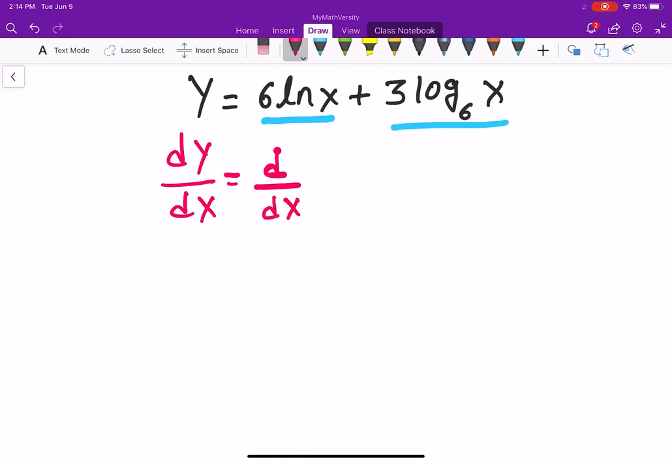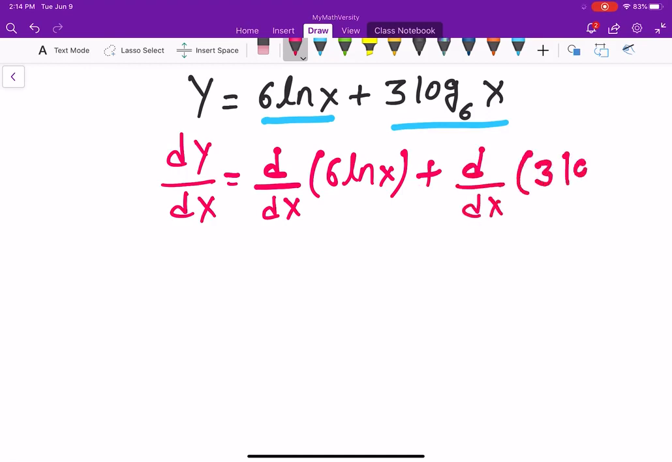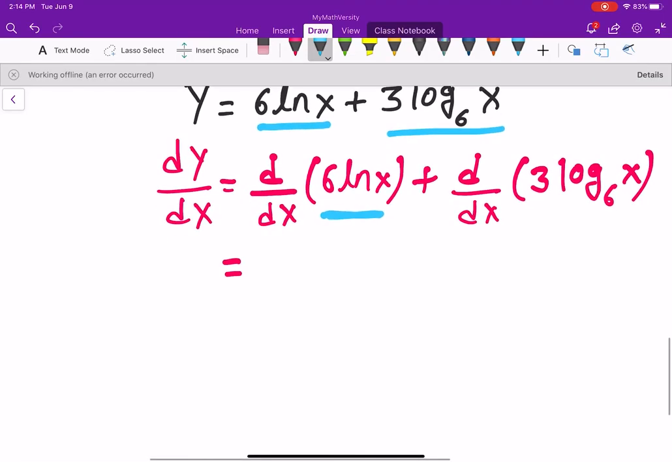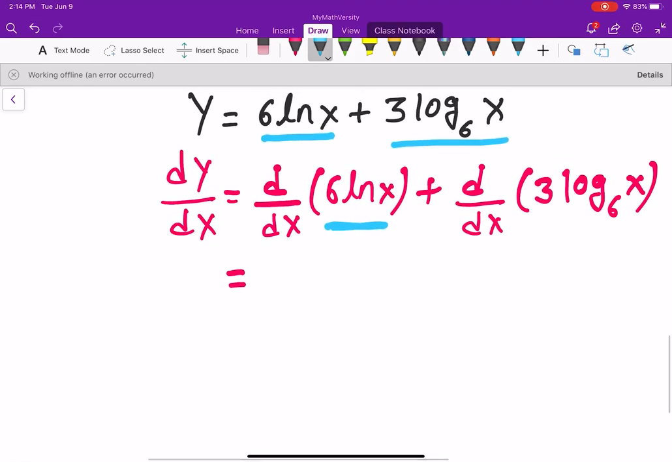So let's just find the derivative of 6 times ln x plus let's find the derivative of 3 times log to the base 6 of x. So how to find the derivative of 6 times ln x? 6 multiplied with ln of x, right? So that's why we can use the rule. What is that rule? We can use the constant multiple rule.